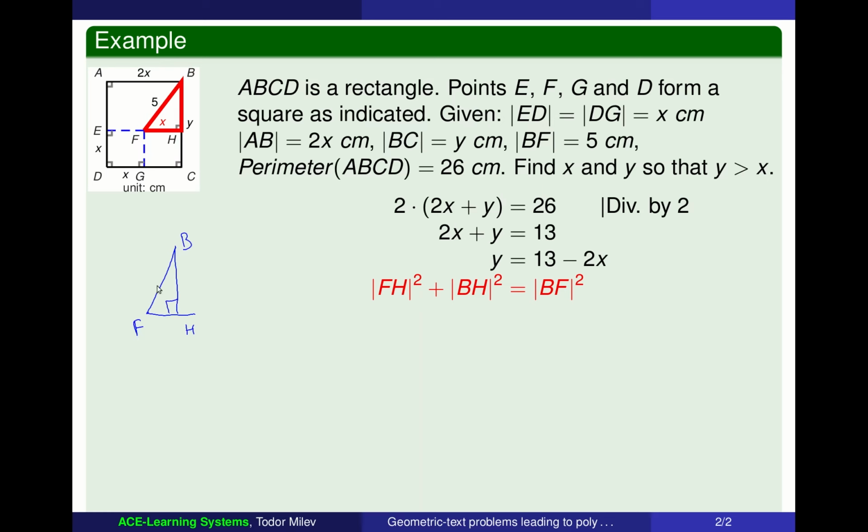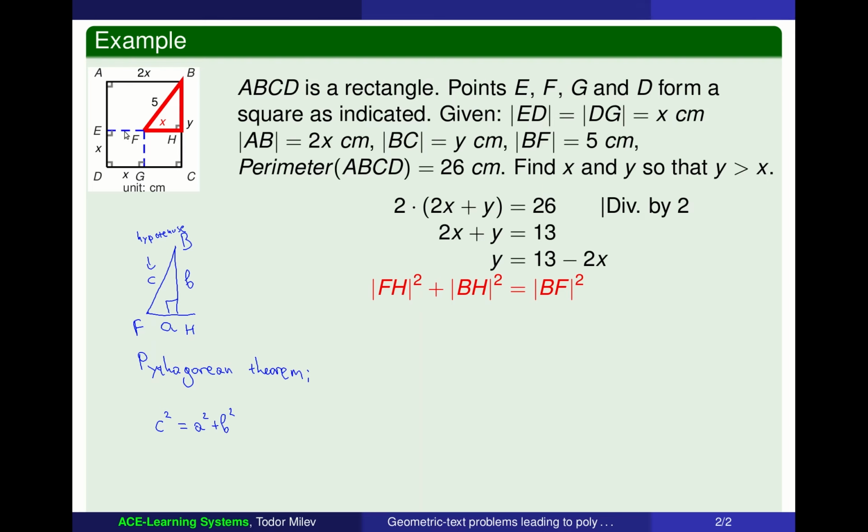BHF. And what does the Pythagorean theorem say about a right angle triangle? Well, if this side is A, if this side is B, and the hypotenuse is C, the Pythagorean theorem states that the hypotenuse squared, C squared, is equal to A squared plus B squared. So the hypotenuse squared is equal to the sum of the squares of the two legs of the right angle triangle.